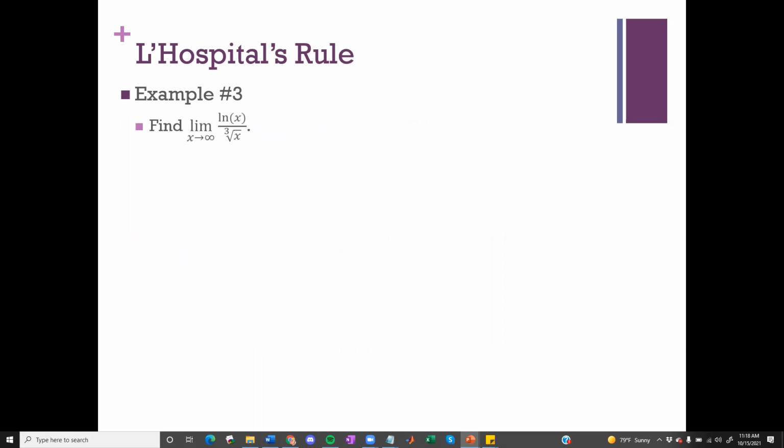Okay. Natural log of x over the cube root of x. Want to find that limit as x goes to infinity. Are we allowed to use L'Hopital's rule? How come? Not infinity. Well, infinity over 0 is not a time we're allowed to use L'Hopital's rule. So, do we have infinity over 0? You have infinity over infinity.